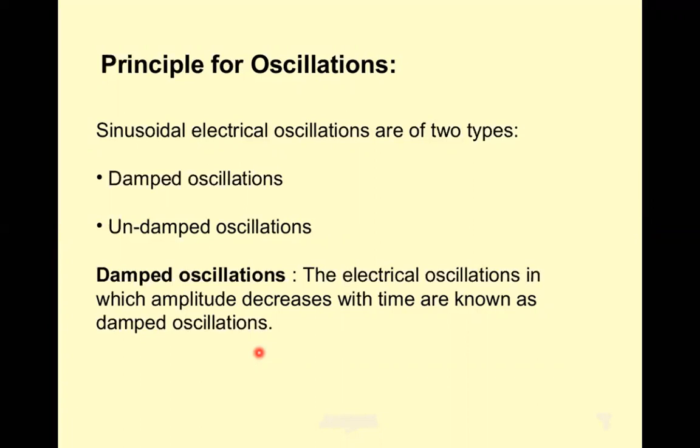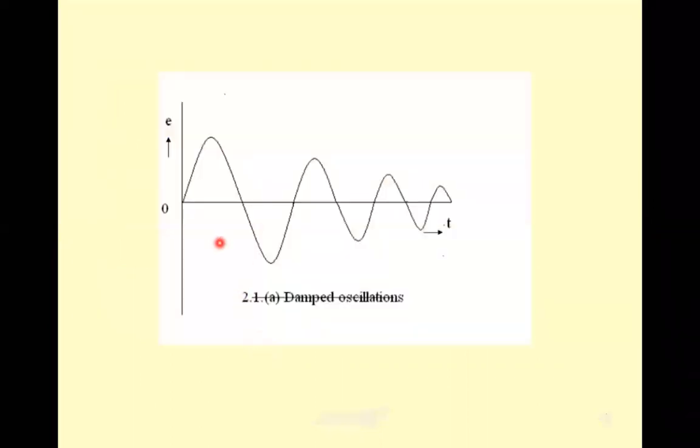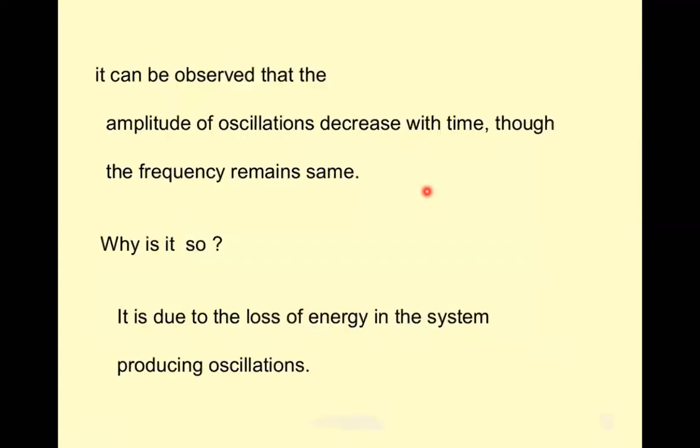Now you can see in the next slide, as the time is increasing, the amplitude of that particular oscillation is decreasing. So this is called damped oscillations. Why? It is because of the loss of energy in the system producing oscillations. Because of the energy loss, the amplitude of the oscillation decreases as we increase the time. So this is called damped oscillations.